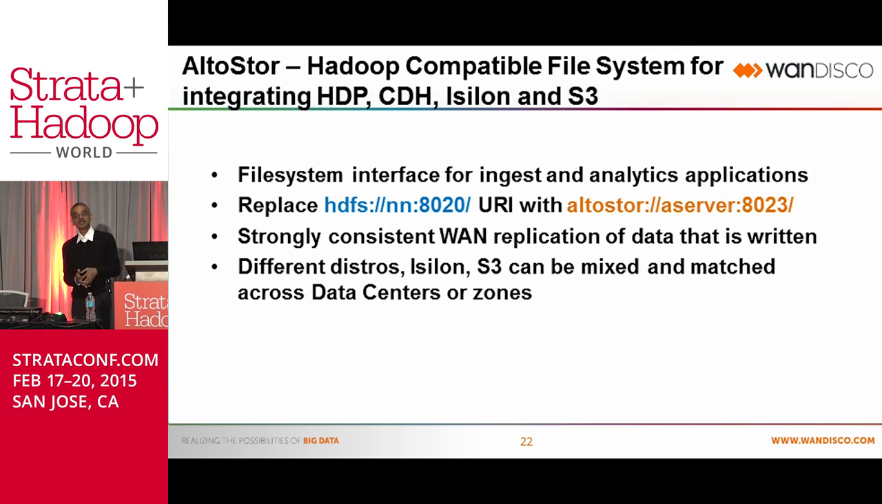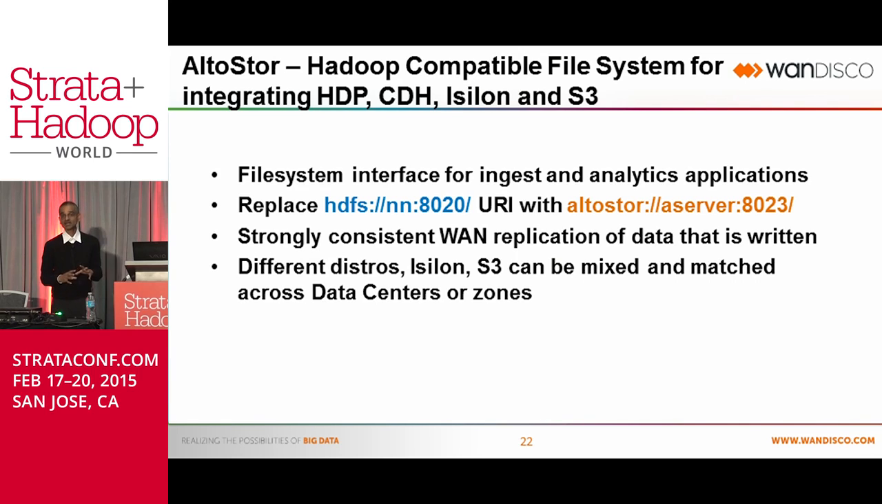Now, AltoStore is our Hadoop compatible file system. It's the same principles I described in Nonstop HDFS apply to AltoStore also. It's a file system interface to ingesting and running analytics. All HCFS compatible applications like MapReduce, Yarn, Spark, HBase, all of these will operate on top of AltoStore just fine. The underlying file systems can be CDH in one data center, HTTP in another data center, and Isilon in a third data center. You can even have Amazon S3 as a storage in one of your zones or data centers.